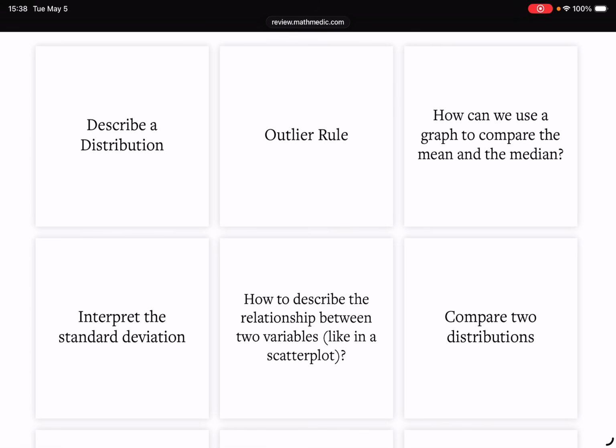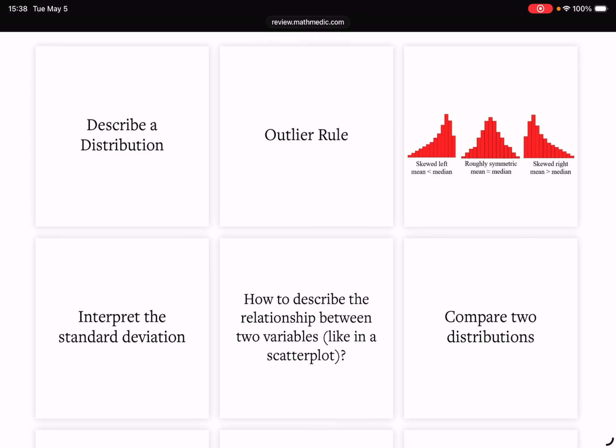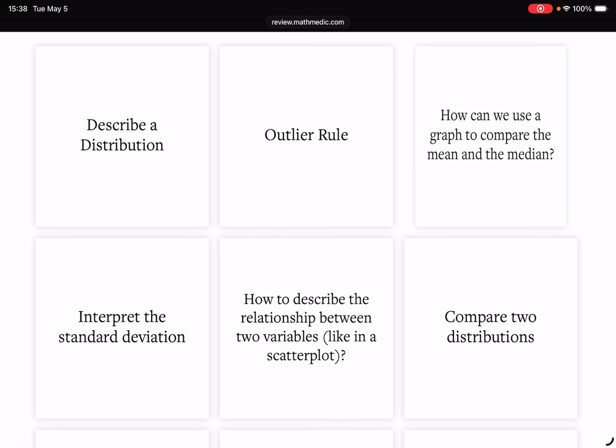Next one says, how can we use a graph to compare the mean and the median? So looking at mean and median, that has to do with the shape. So if it is left skewed, we know the median is going to be greater. If it is right skewed, we know the mean is going to be greater. And if it's symmetric, then it doesn't really matter if we use median or mean because they will be equivalent.